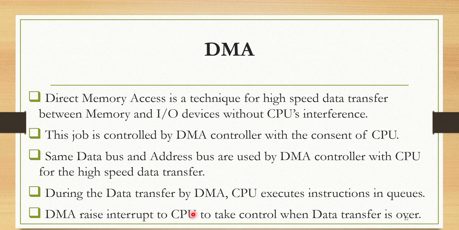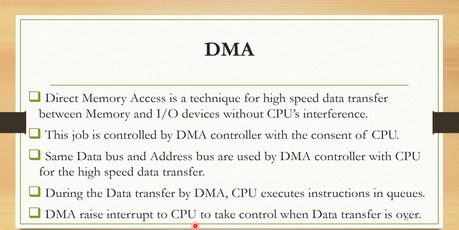During the data transfer by DMA, the CPU executes instructions in the queue. So when the CPU is giving an instruction to the DMA controller to print that information on the printer, during that time the CPU will not sit idle, because a lot of instructions will already be in the queue. The CPU will be busy executing them.